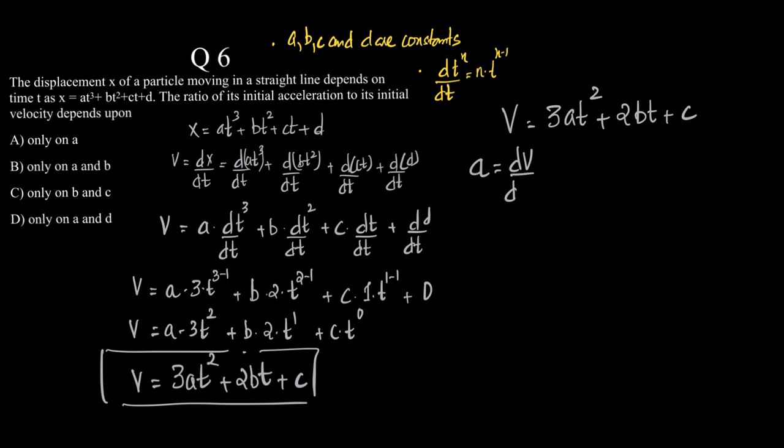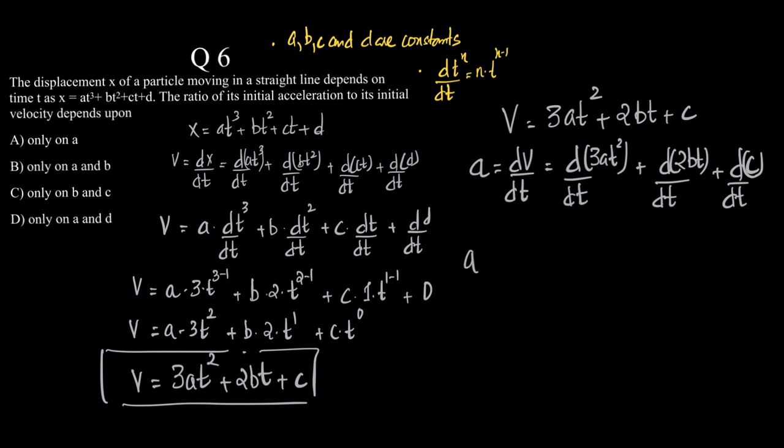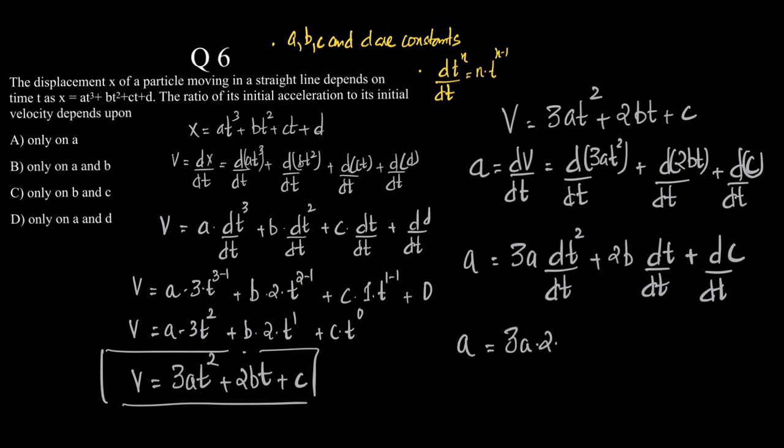Acceleration is the rate of change of velocity, which is d by dt of v, which is further equal to d by dt of 3a t square plus d by dt of 2bt plus d by dt of c. So acceleration is equal to 3a into d by dt of t square plus 2b into d by dt of t plus d by dt of c. So acceleration will be equal to 3a into 2 into t raised to 2 minus 1 plus 2b into 1 into t raised to 1 minus 1 plus 0, and a is equal to 6a t plus 2b.